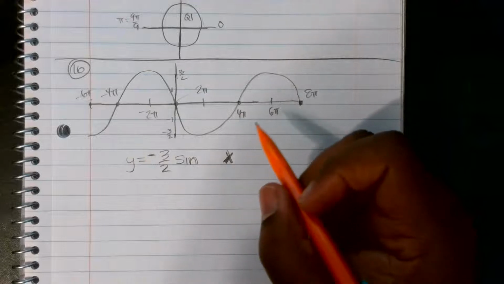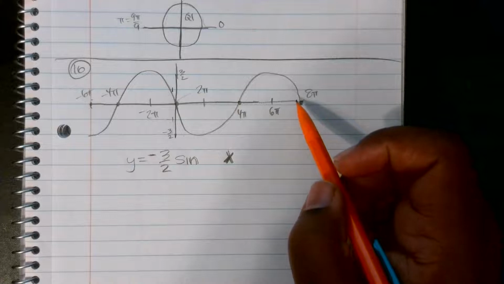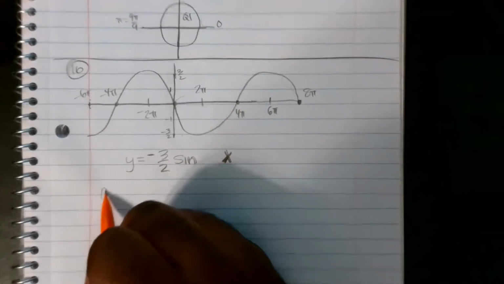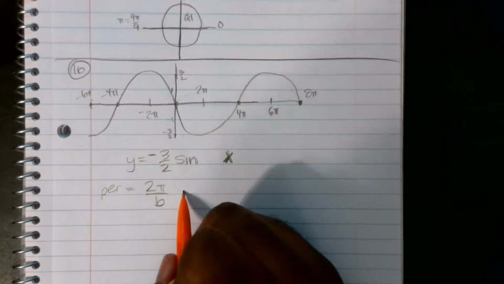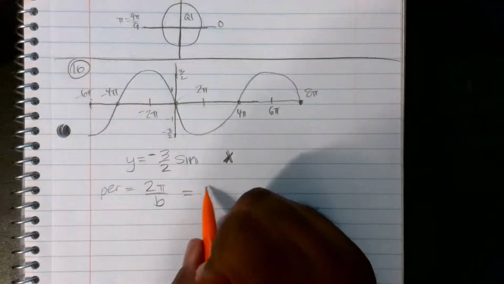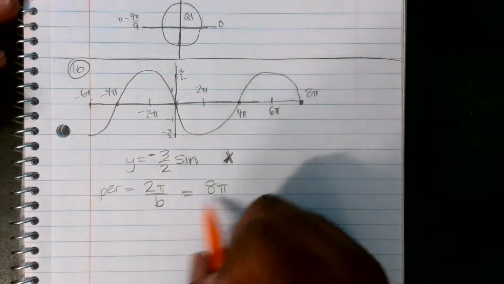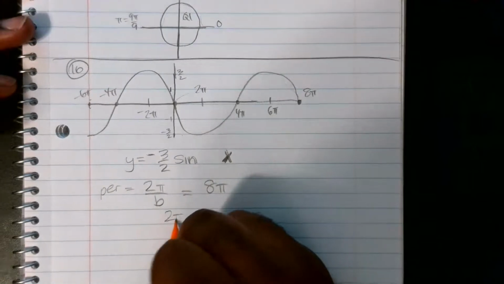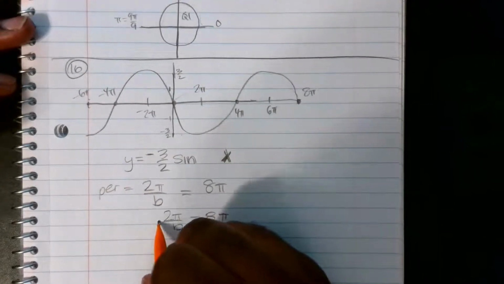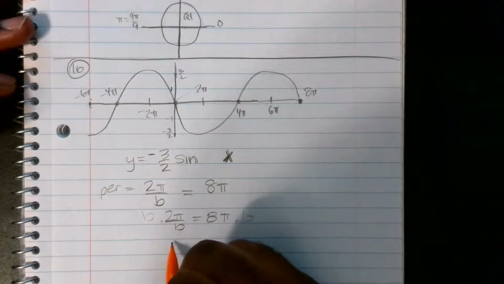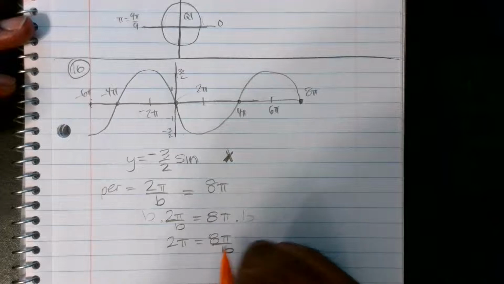So we have to do the period. A full cycle, all the way down, all the way up, is 8 pi. So my period is equal to 2 pi over b. And 2 pi over b is equal to 8 pi in this case. All right. So we have to do a little math. 2 pi over b is equal to 8 pi. We are going to multiply both sides by b to get it out of the denominator.